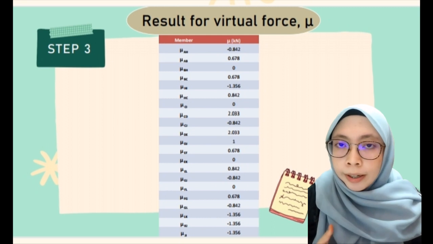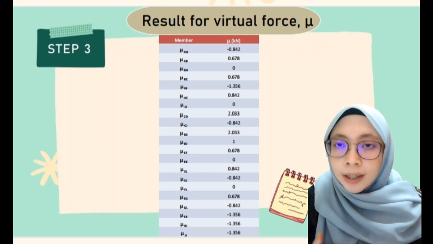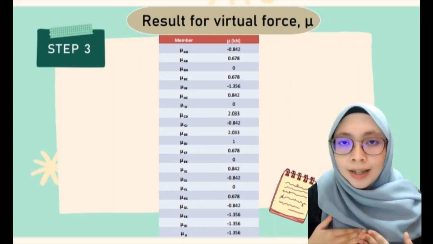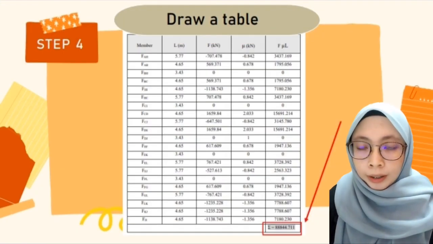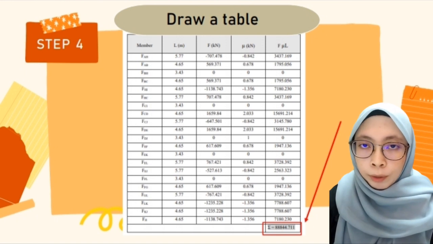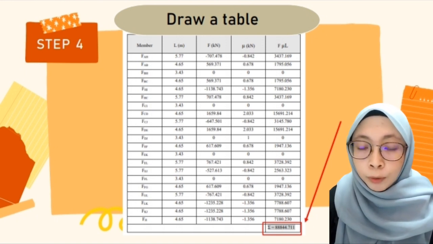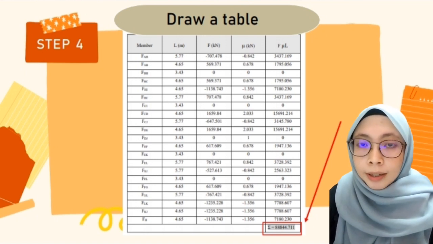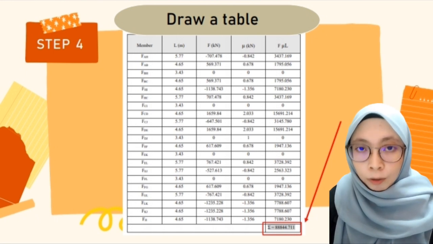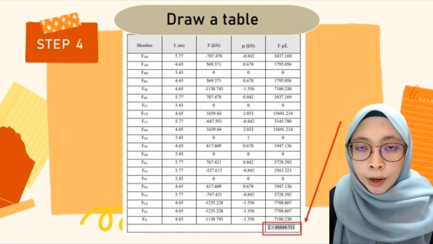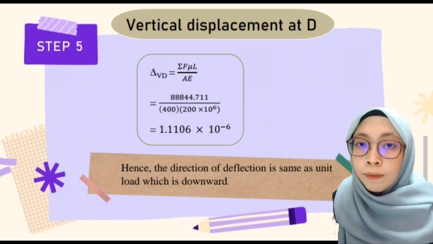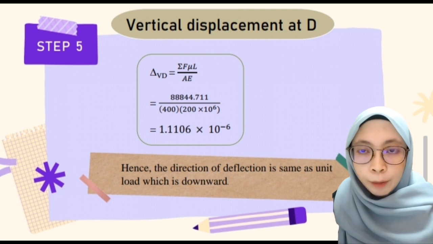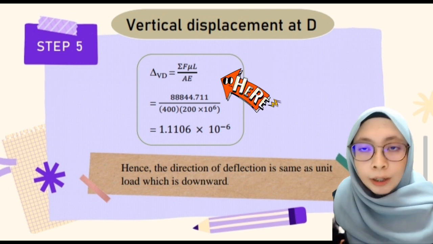Same as wave load, negative value represents compression and positive value is for tension. Move to step 4, which is we have to draw a table. There are 4 columns, which are for member, length, F, mu and F mu L. Then the total that we get is 88,844.711. Then for the final step, we have to find the vertical displacement at point D by using this equation.